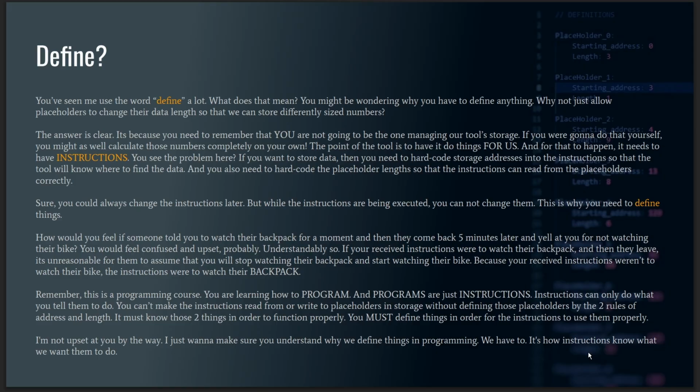See the problem here? If you want to store data, then you need to hard code storage data into the instructions so that the tool will know where to find the data. And you also need to hard code the placeholder lengths so that the instructions can read from the placeholders correctly. Now, sure, you could always change the instructions later, but while the instructions are being executed, you cannot change them. It's just the way physics works. Like, if a computer is reading something, the processing unit, it cannot be changed while it's being executed. This is why you need to define things.